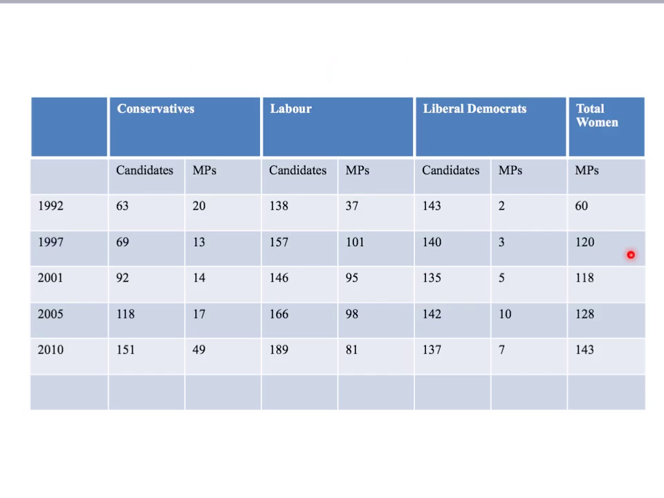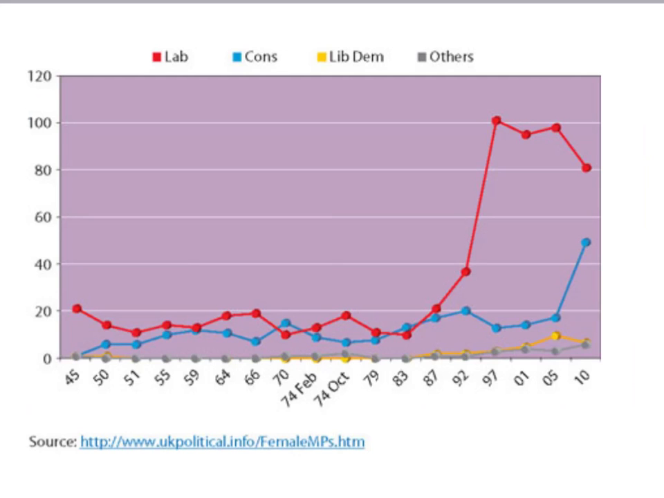The proportion rose to 18% during the 1997 general election, when 120 women were elected, and we've seen some slow but steady progress, reaching a figure of 143 women members of Parliament in 2010. And in this graph we can see the number of female MPs by political party, and we can see that for the Labour Party there was a dramatic increase in the number of female MPs elected in 1997, and this was due to the fact that Labour used all-women shortlists to select their candidates in half of all winnable seats in that election. And also in 2010, the leadership of the Conservative Party tried to encourage more candidates to be selected who were women.